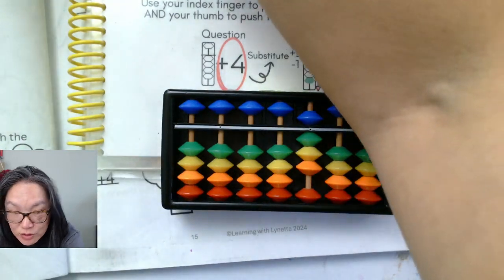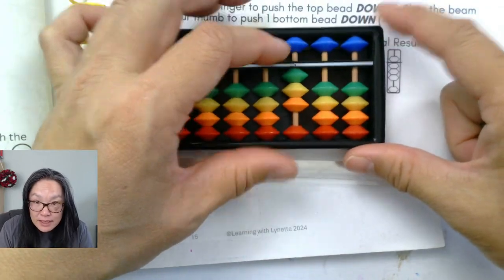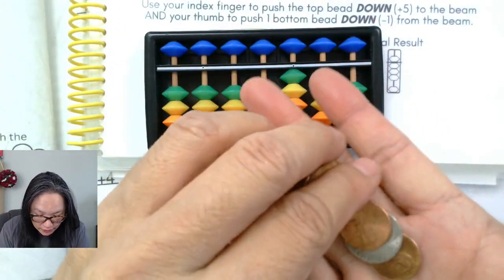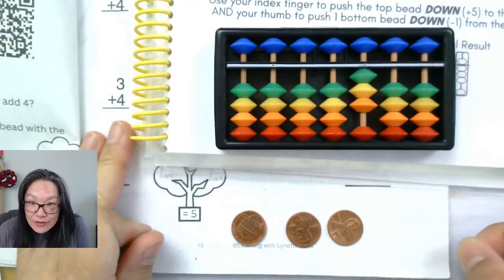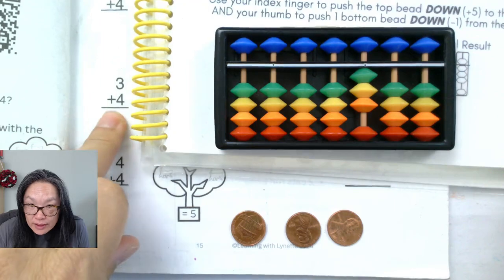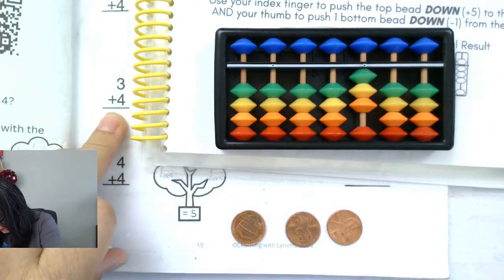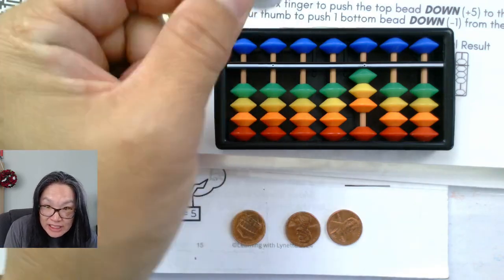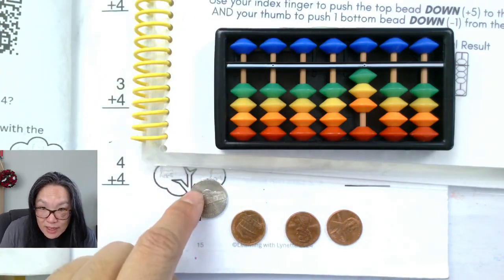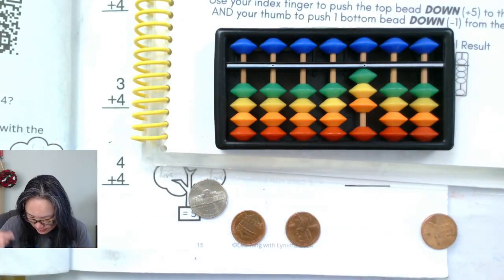Let's use the money again. Now, if I have money, right? So if I have 3, and I want to add 4, to add the 4, what are we going to do? I don't have enough beads. I only have a nickel. I only have 5 cents. I'm going to give you the 5 cents, but that's too much. So I need to take away 1 back. So my final answer is 7.